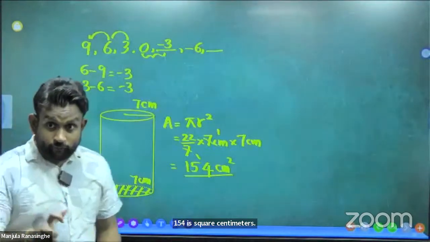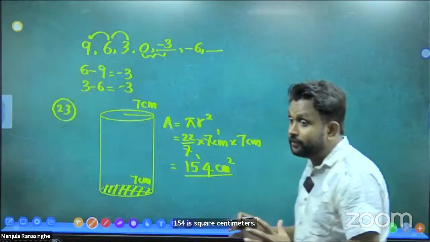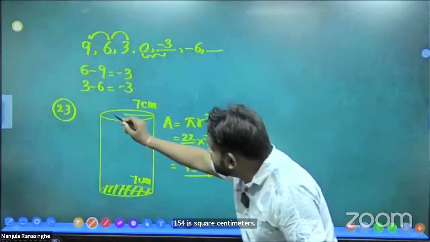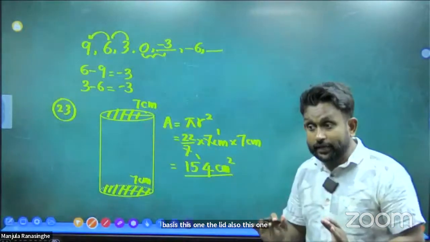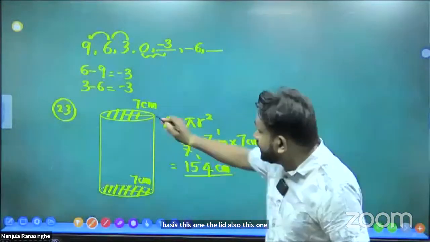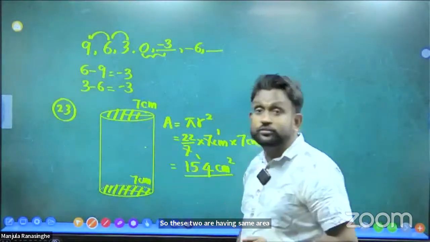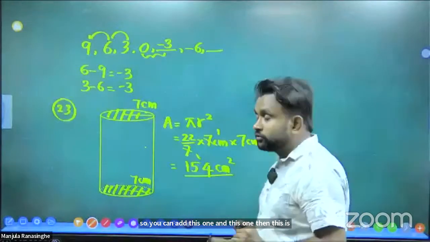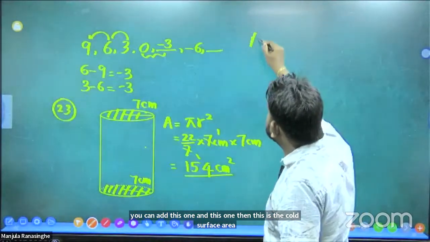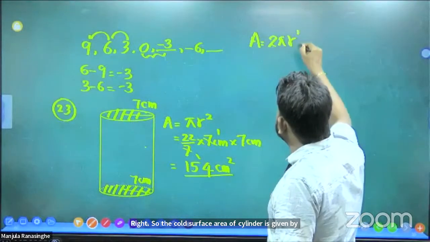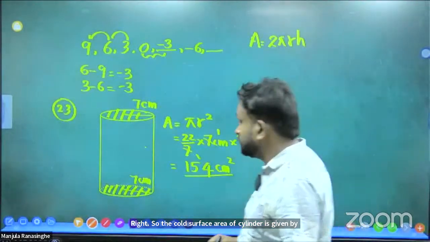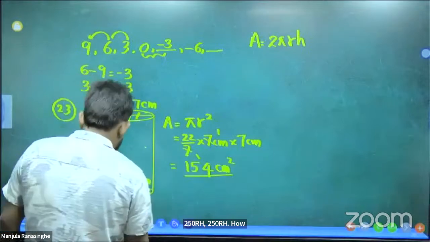Okay. Then how to find the curved surface area? The base is this one, the lid is also this one. So these two have the same area. So you can add this one and this one. Then this is the curved surface area, right? So the curved surface area of a cylinder is given by 2πrh. 2πrh. How did it happen?